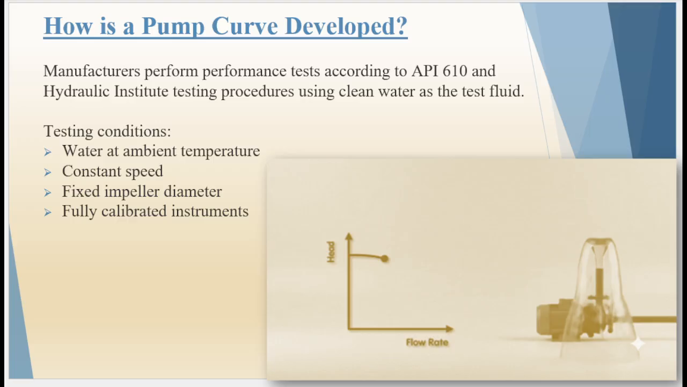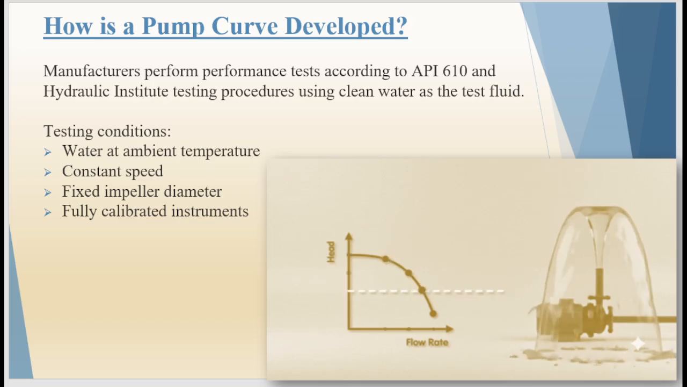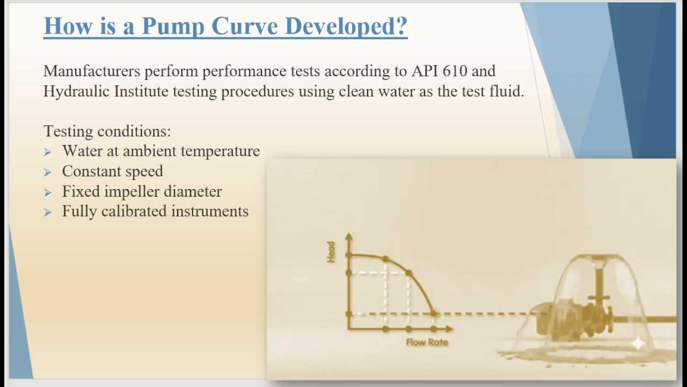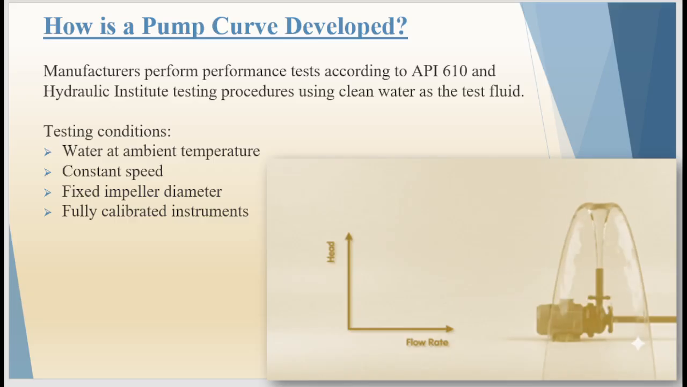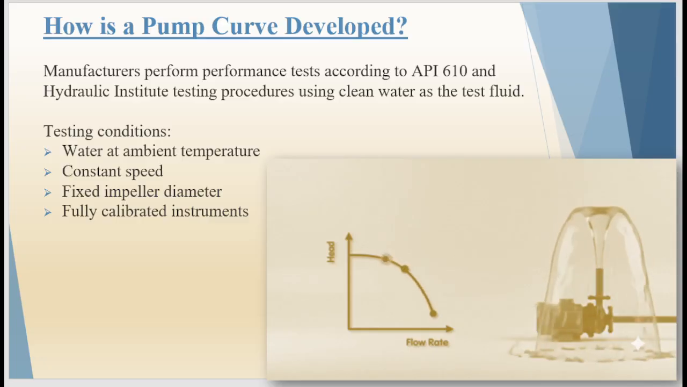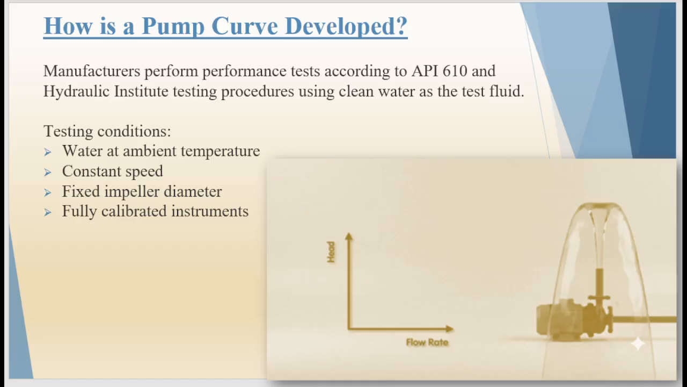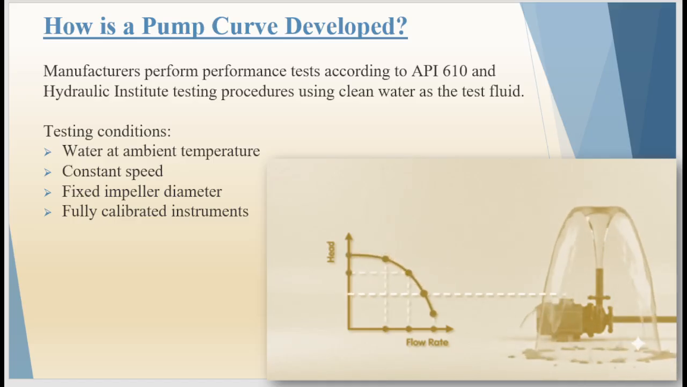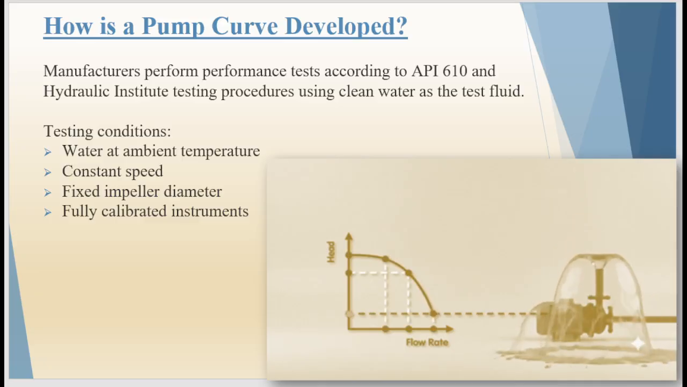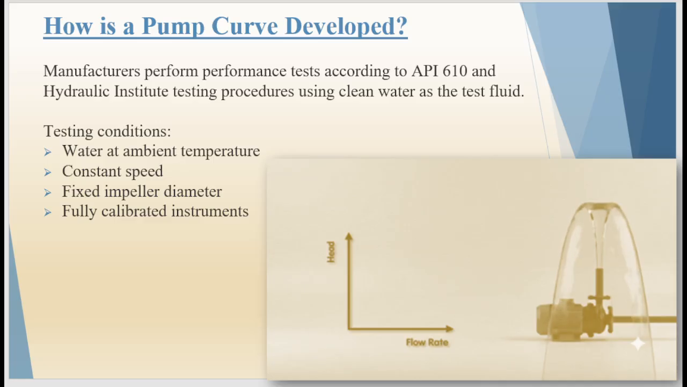Now that we understand what a pump performance curve is, the next question is, where does this curve come from? A pump performance curve is not calculated theoretically. Instead, it is developed by the pump manufacturer through actual performance testing. To ensure the results are accurate and consistent, these tests are conducted according to internationally recognized standards, such as API 610 and the Hydraulic Institute testing procedures.